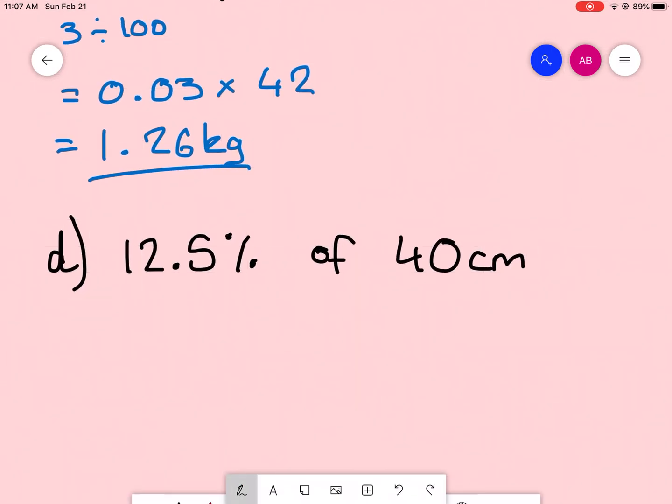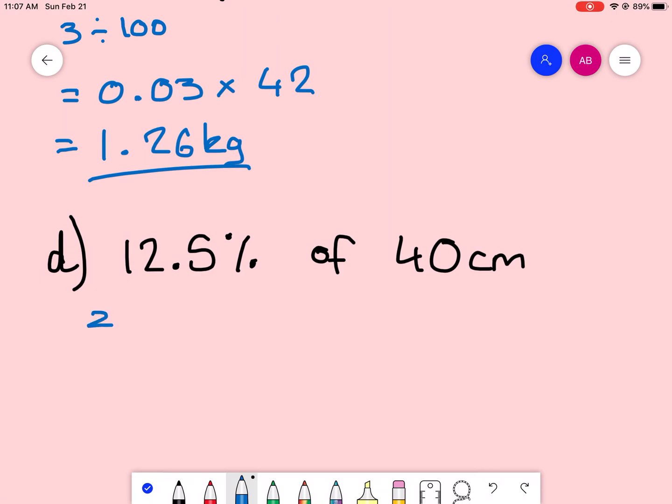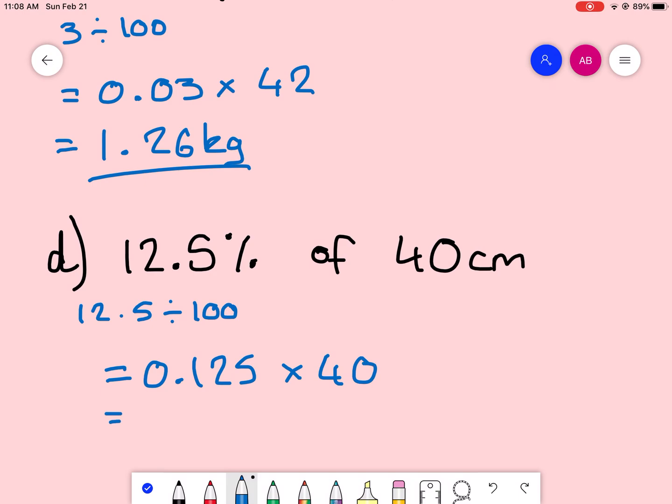The last one, this one might seem a bit trivial since we already have a decimal. However, as you can see, we have a percentage, and generally our decimals, just now anyway, are going to end up as 0 point something. So 12.5%, it's the same as before, just take the number, the 12.5, and divide it by 100, and we will get 0.125. Please make sure you do that and don't just take 12.5 because that's already a decimal. Make sure you divide it by 100 each time. Then we times it by the 40, and again to the calculator, and we get an answer of 5 centimetres for that one.